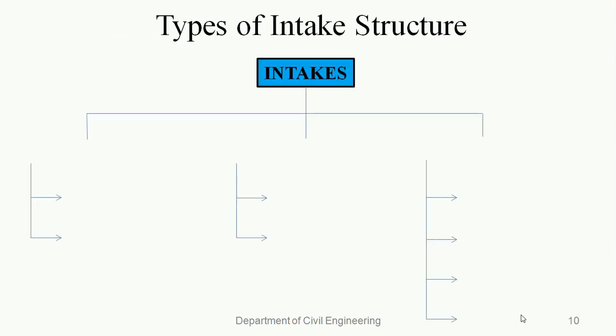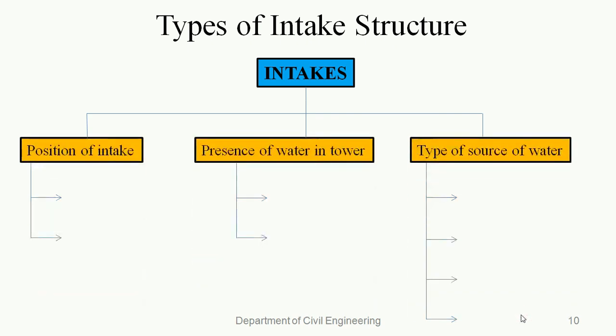So now we will see what are the different types of intake structures available. The intake structures are particularly categorized into different types on the basis of three major criteria. Number one, on the basis of the position of that intake. Number second, on the basis of presence of water in the intake tower. Number third, on the basis of the type of source used for withdrawal of water.